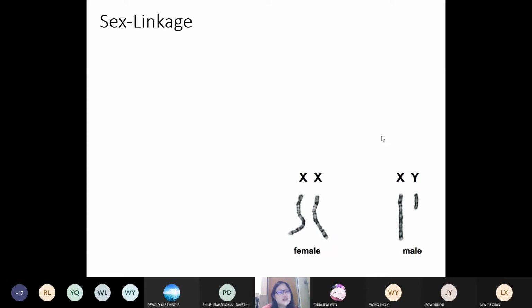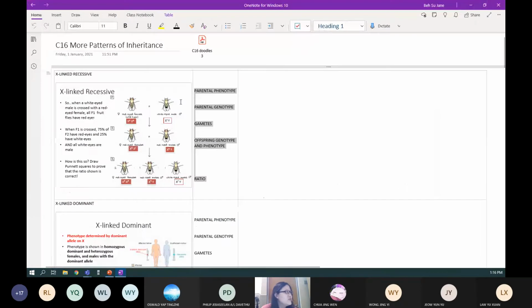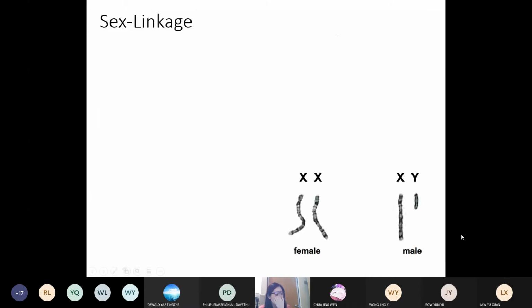Let's start with the first one, sex linkage. We'll draw a few genetic diagrams, and then we'll move on with life. Hang on, let me check one note. Okay, so the first one is a fly exam. Great, so I know where to switch.